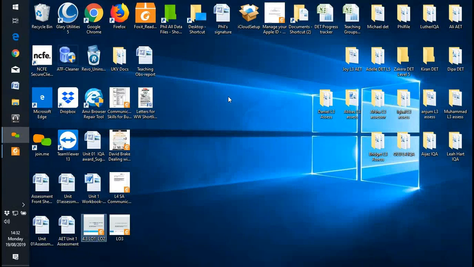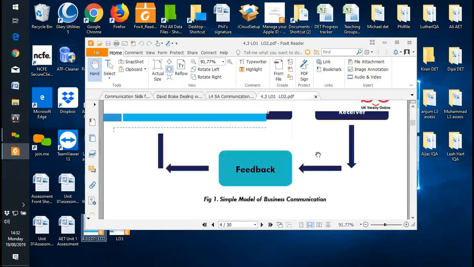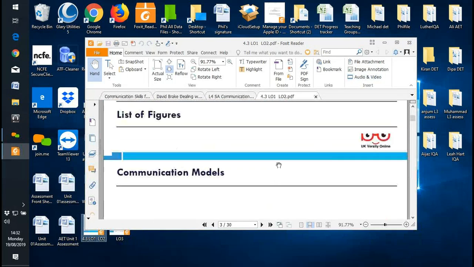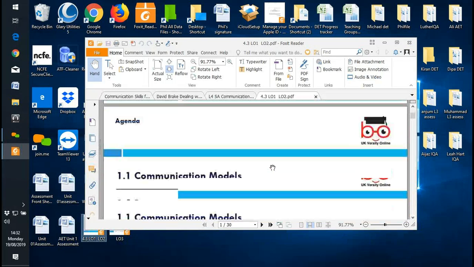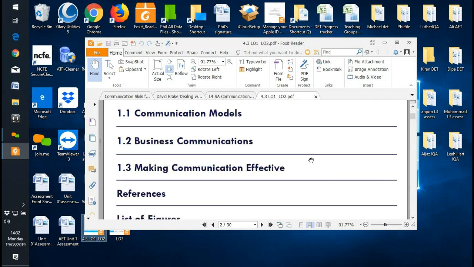What we're going to look at now is learning objectives 1 and 2 of the process, communication models and types of business communication, and how to make effective communications. And that's the important bit, as far too many things in business go astray because of poor communications.